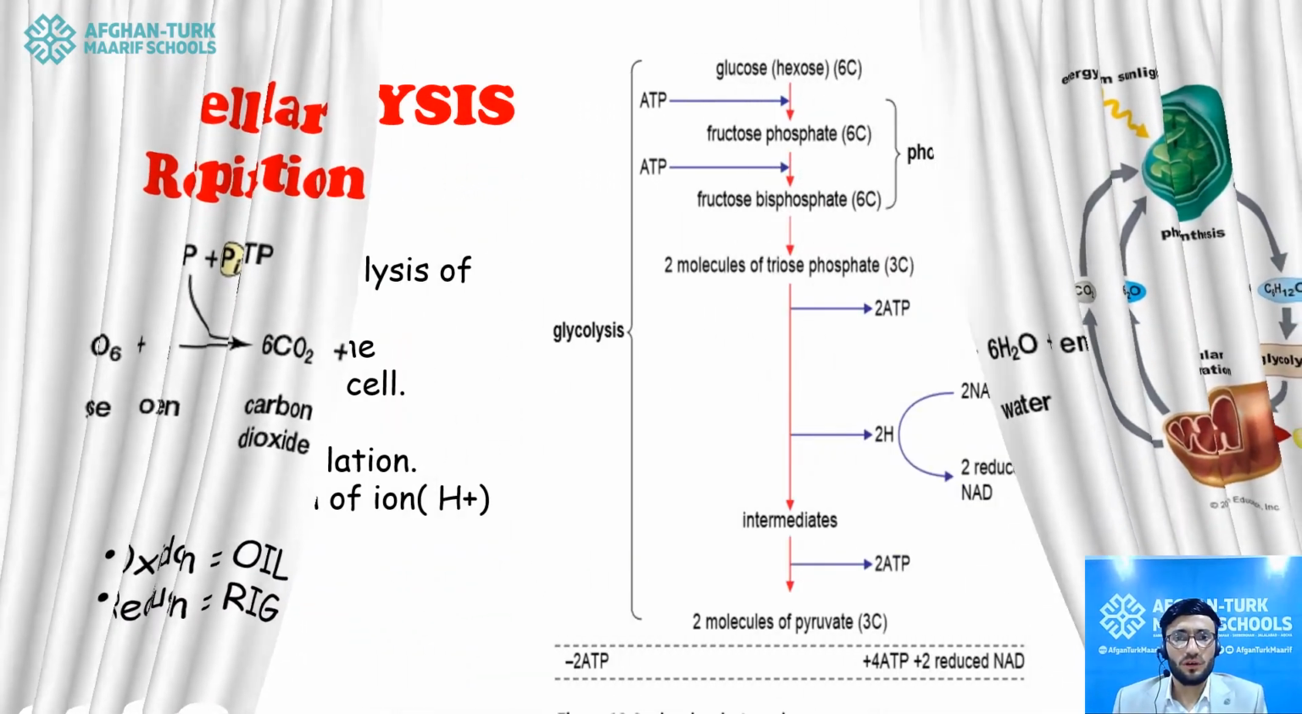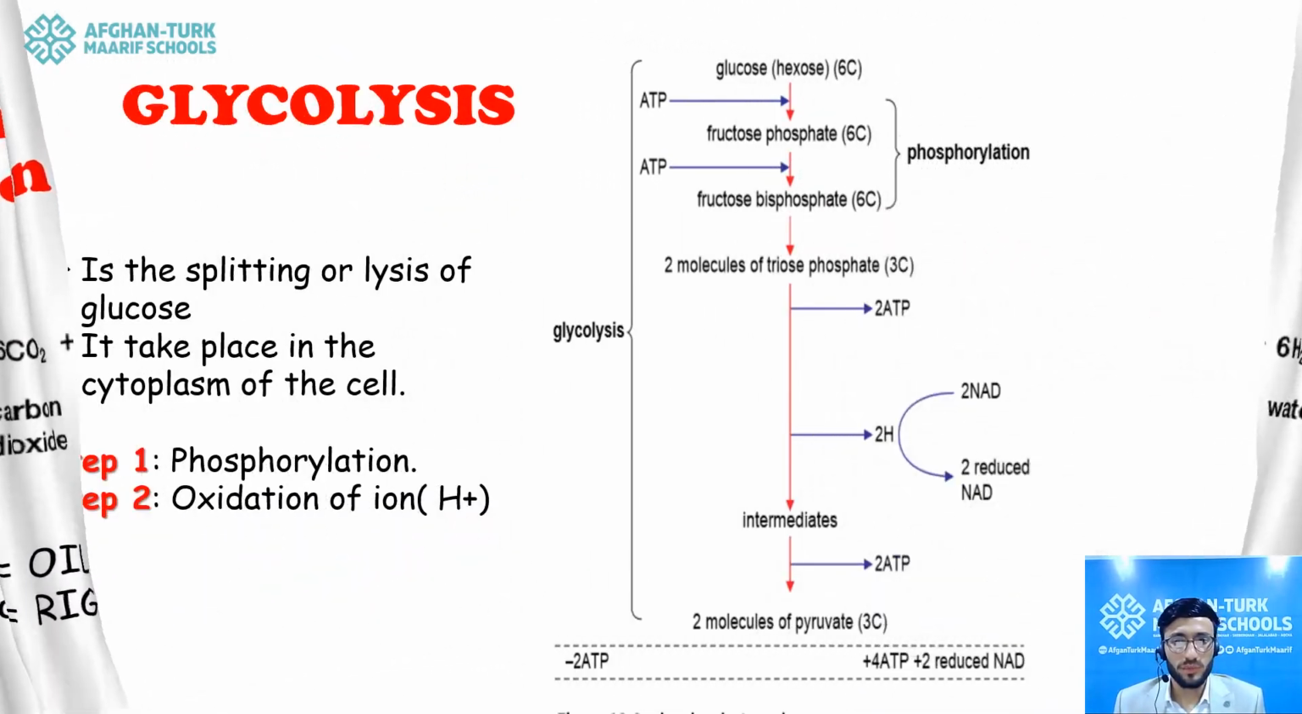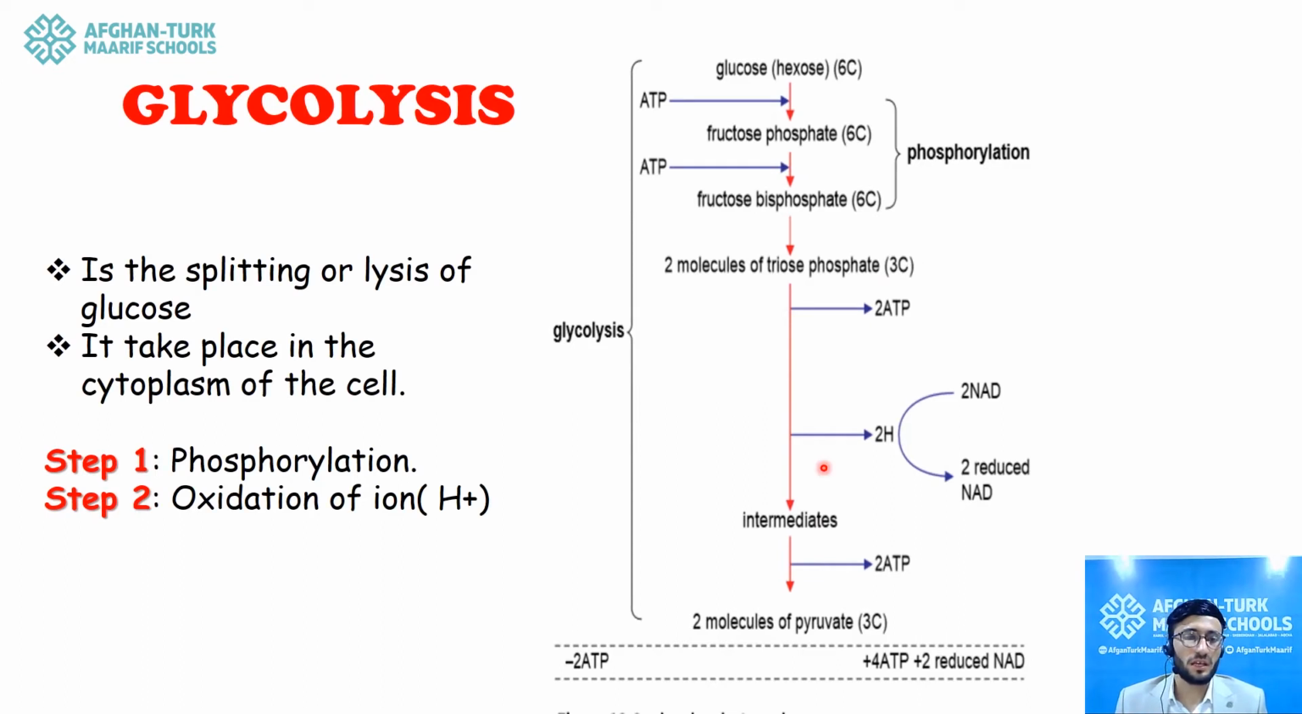Let's talk about the steps of cellular respiration. The ATP production step begins with glycolysis. To understand glycolysis, we can say that this is a reaction in which glucose is split and converted into pyruvic acid. At the beginning of this red arrow you can see glucose, a hexose, which possesses 6 carbons, and it will end up with 2 molecules of pyruvate that possess 3 carbons. Also it is called triose.